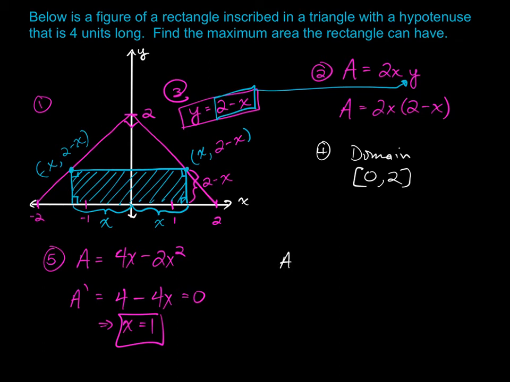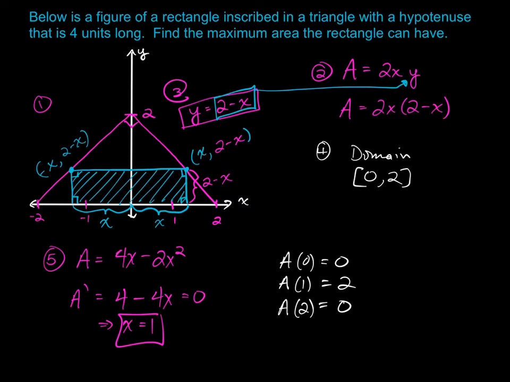So we need to find A of 0. We need to find A of 1. That's the only critical value we found. And we need to find A of 2. That is the other endpoint over here. 0 and 2 are the endpoints. 1 is a critical value. So if you substitute 0 in for x in this equation or this equation, either one, you'll end up with 0. If you substitute 2 in there, you'll also end up with 0. And if you substitute 1 in there, you'll end up with 2.